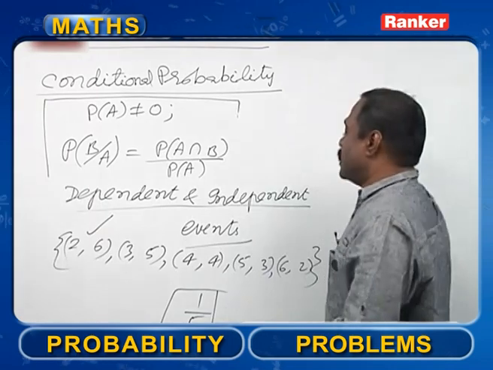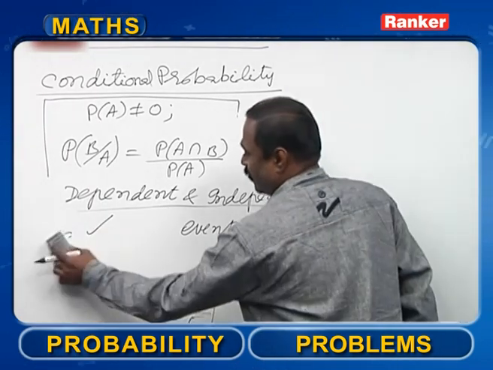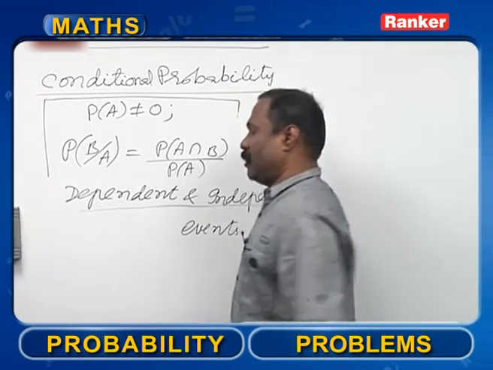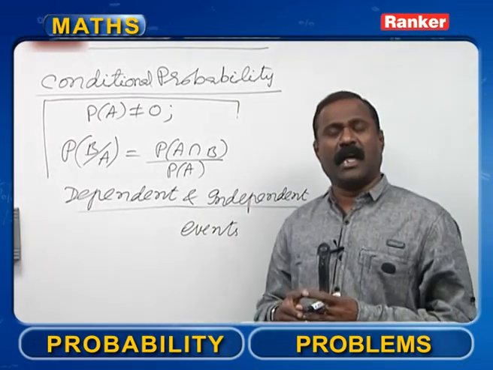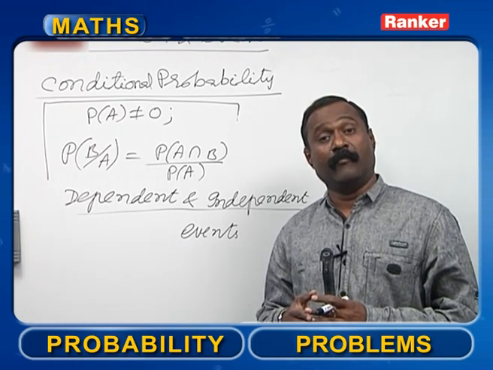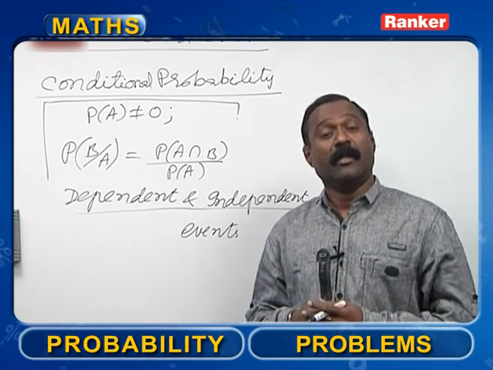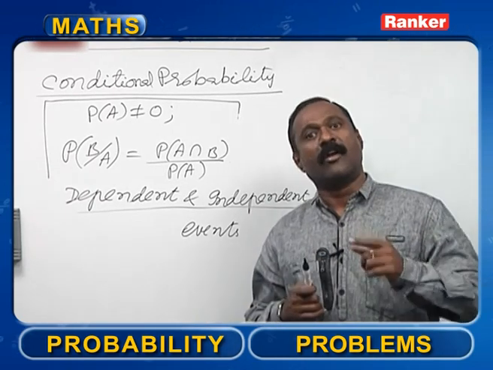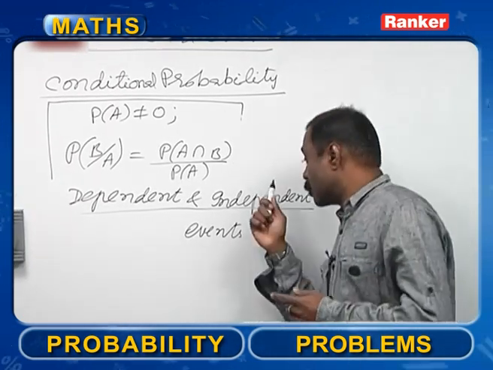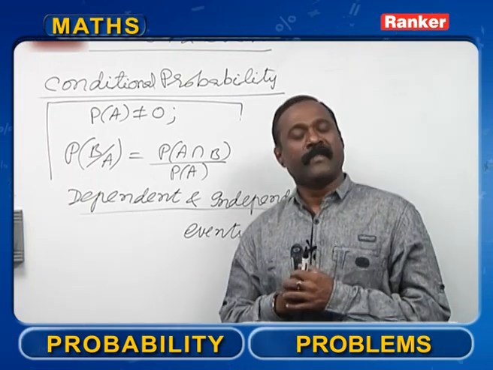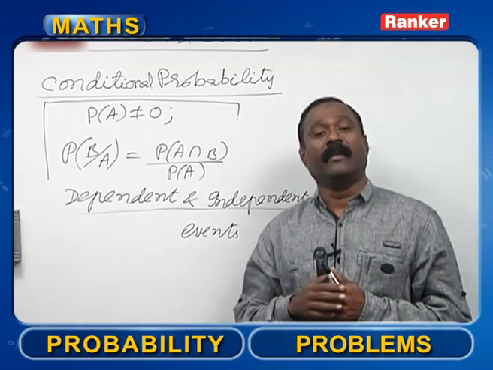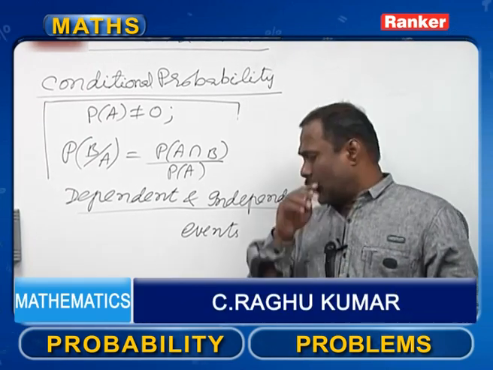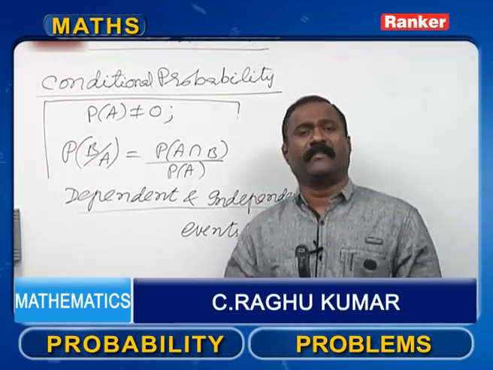So now the dependent and independent events. What are they? Dependent means if the occurrence of one event influences the occurrence of the other event, then they are said to be dependent events. If the occurrence of one event does not influence the occurrence of another event, then they are said to be independent events. Now let us take an example of dependent events.